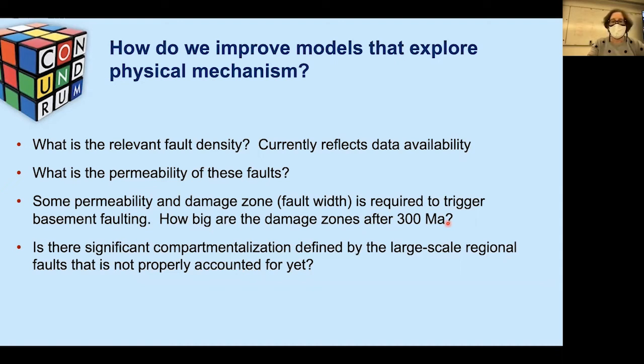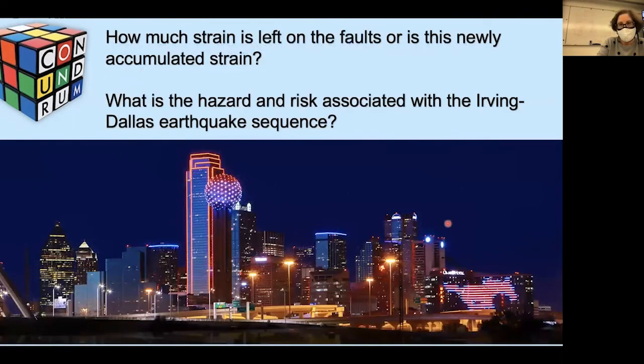If you did all of this, what would you learn that's different? Or could it actually provide you any sort of predictive information to mitigate? And then we have some questions about compartmentalization. There's clearly more faults under the Ouachita thrust front, which I didn't talk about, so there is a changing density of faults across the Fort Worth Basin.